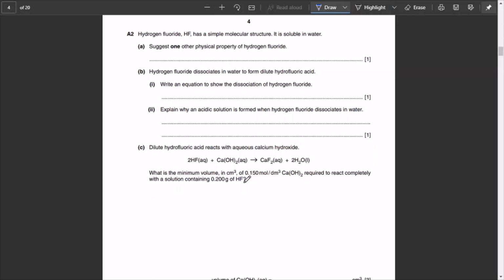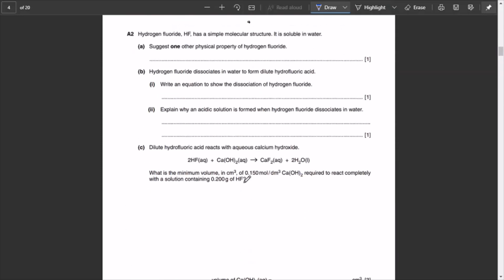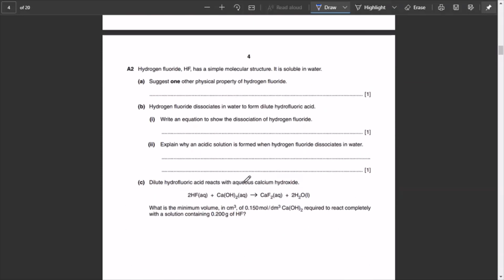Now moving on to question number 2. Hydrogen fluoride has a simple molecular structure. It is soluble in water. Suggest one other physical property of hydrogen fluoride. Hydrogen fluoride has hydrogen bond.